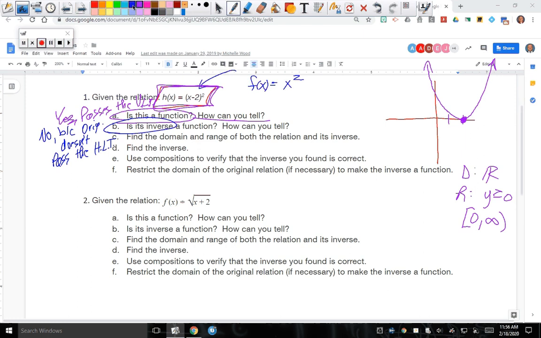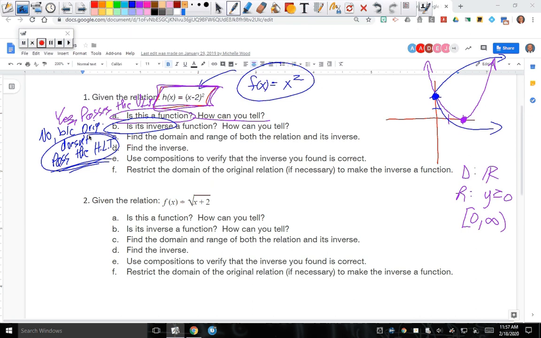So if I graphed this as a reflection across y equals x, okay, where would the vertex lie? 0, 2 actually, right? So if this flipped across y equals x, this (2, 0) would go to (0, 2). And you would have something that looked like a sideways parabola that would fail the vertical line test. Why? Because the original failed. It didn't pass the horizontal line test.